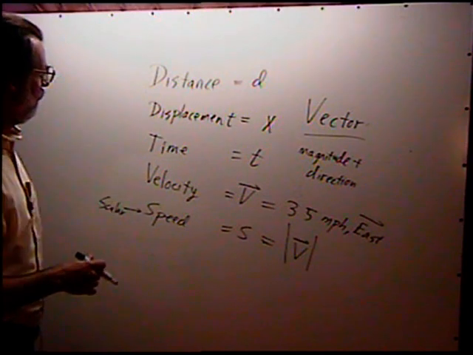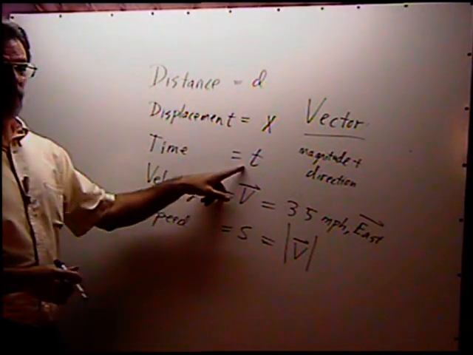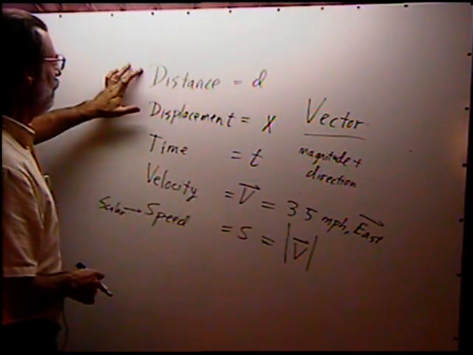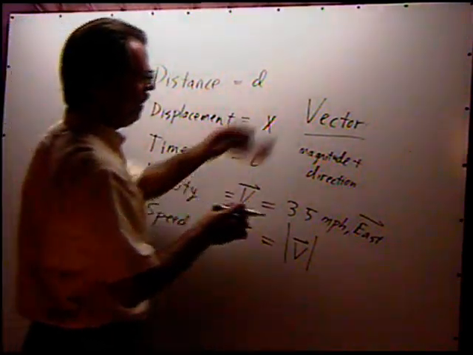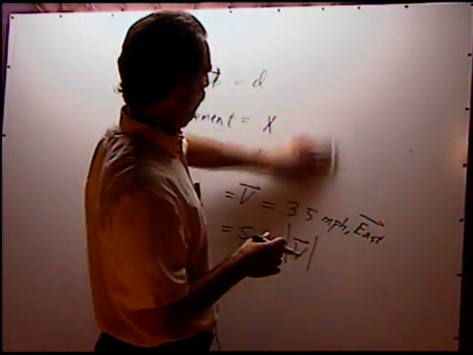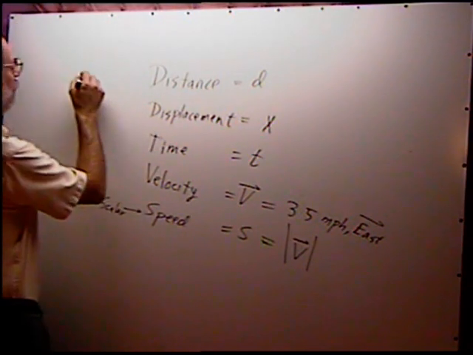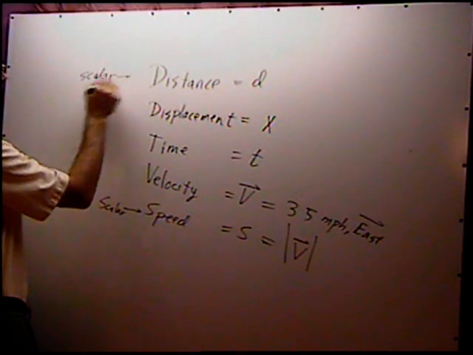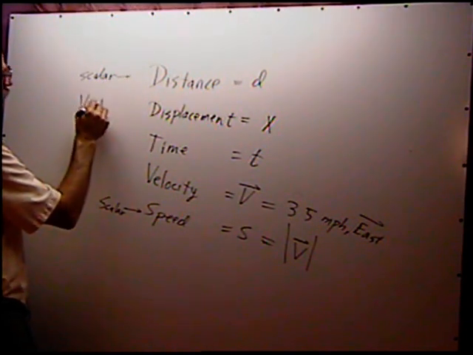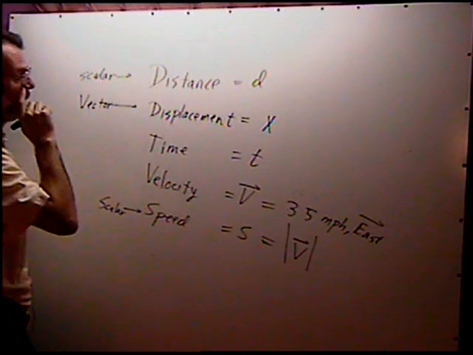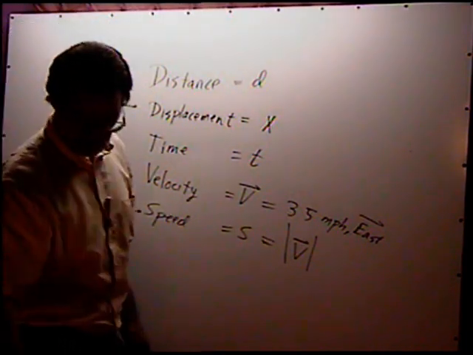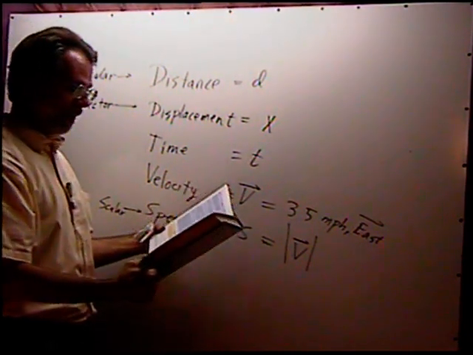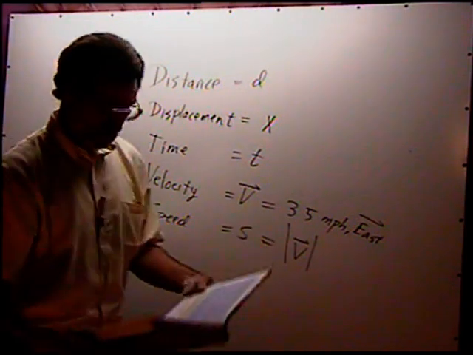Time is a quantity that marches forward. We wouldn't talk about time in a vector sense. Distance and displacement. We're going to say distance is a scalar quantity and displacement is a vector quantity. I'm looking here in my textbook, pages 8 and 9.